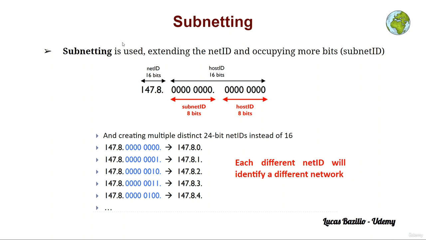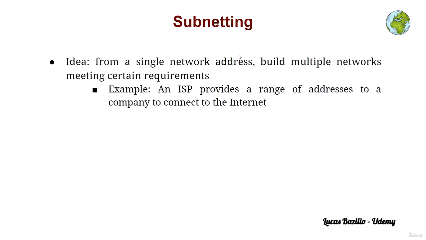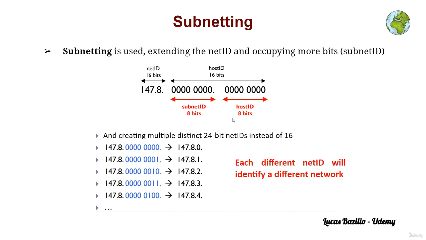So with subnetting, we extend the net ID, and we occupy more bits of the host ID to include inside what is called the subnet ID. And with this idea, we can build multiple networks from a single network. So let's now look more closely at this example. From the 16 bits of the net ID, we are also adding 8 bits of the host ID to include inside the net ID. So we will now have 8 bits of the subnet ID.